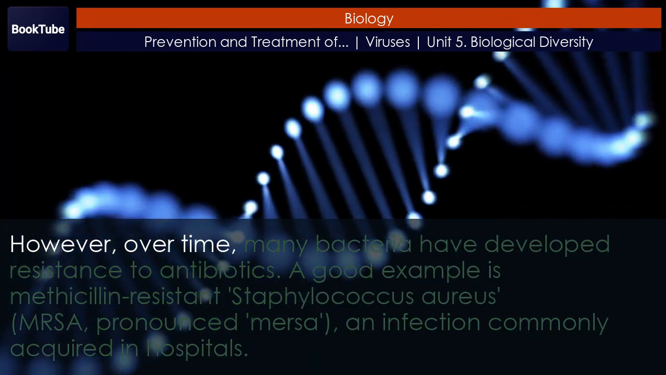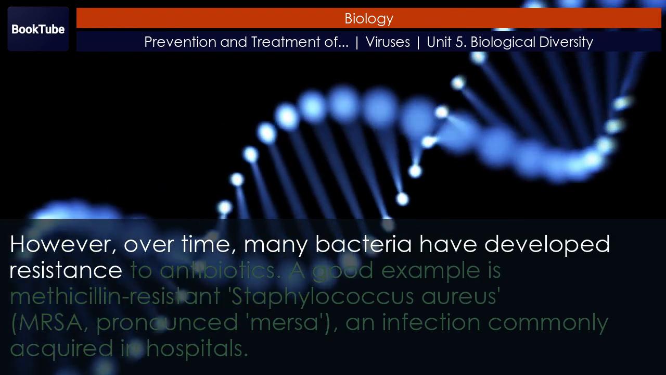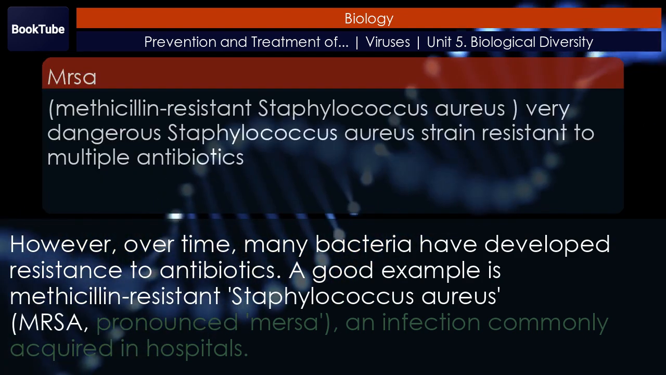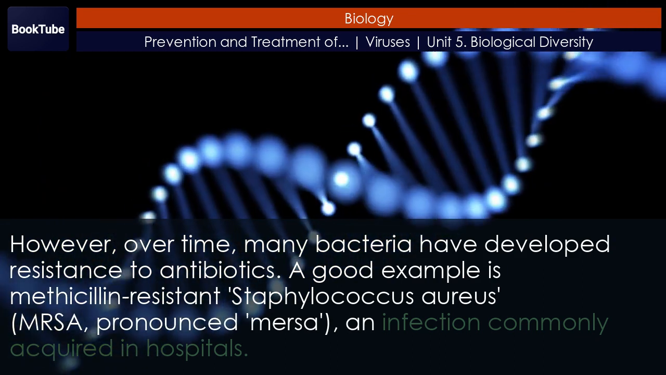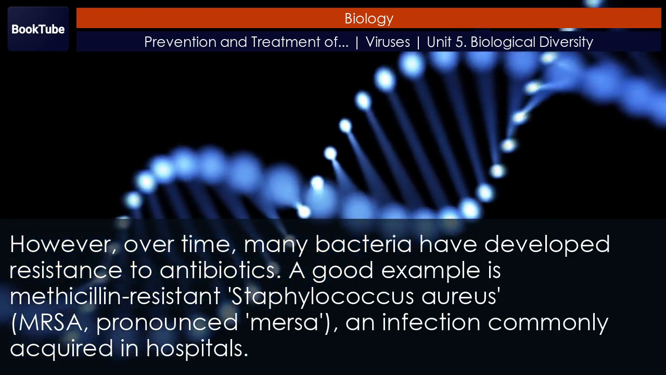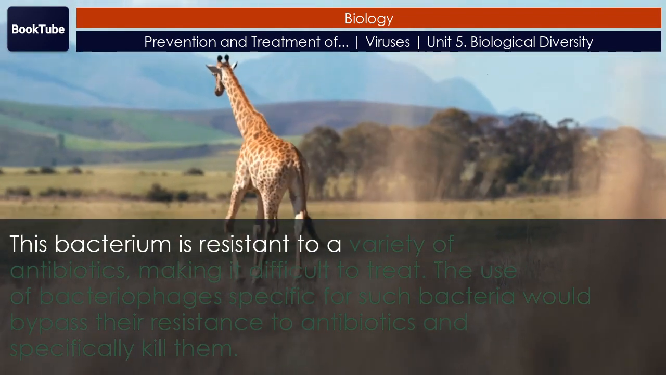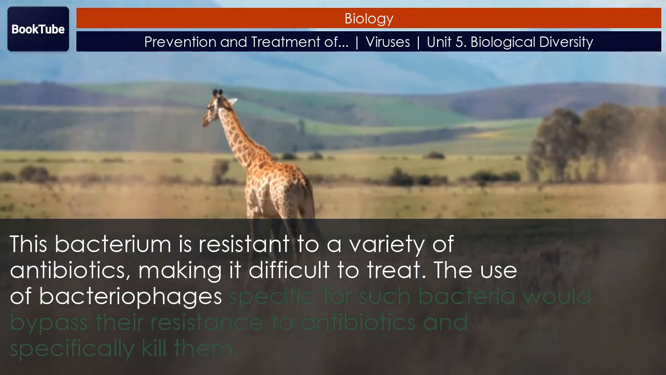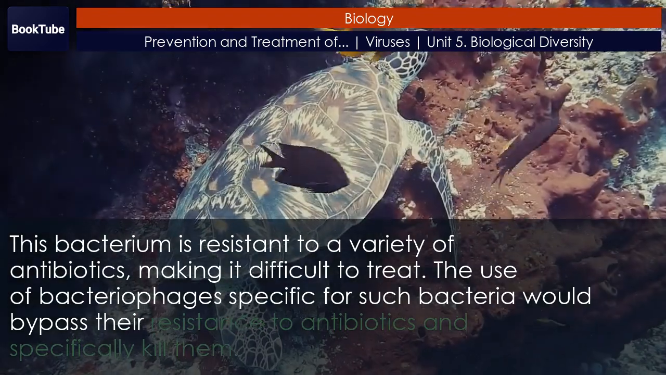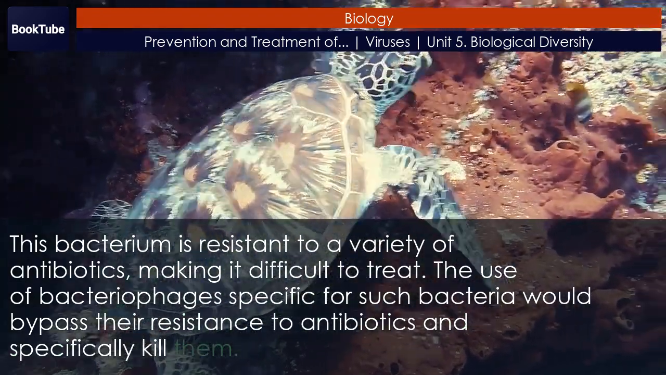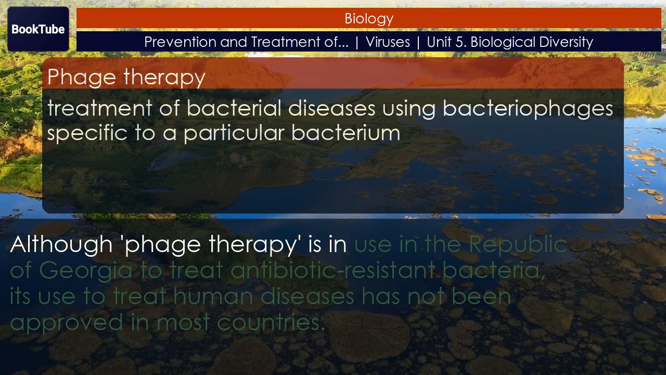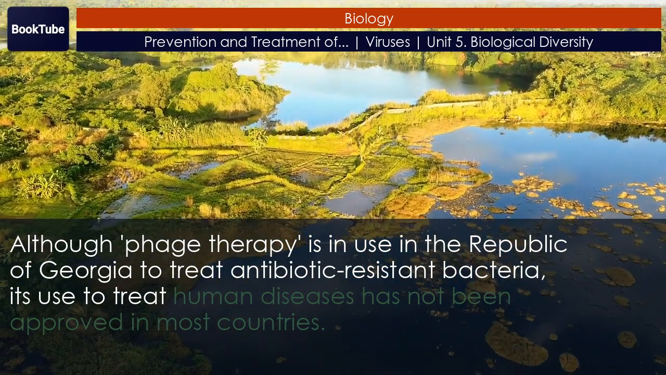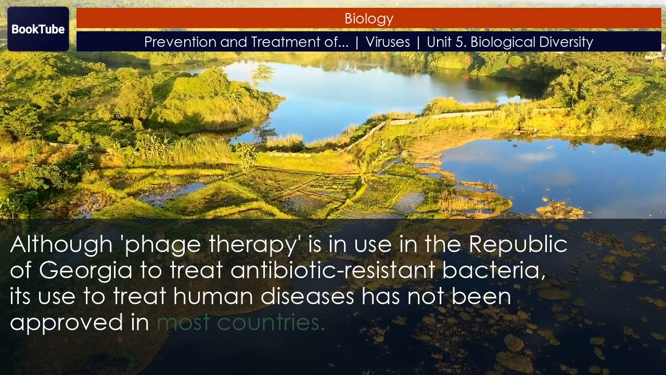However, over time, many bacteria have developed resistance to antibiotics. A good example is methicillin-resistant Staphylococcus aureus, MRSA, an infection commonly acquired in hospitals. This bacterium is resistant to a variety of antibiotics, making it difficult to treat. The use of bacteriophages specific for such bacteria would bypass their resistance to antibiotics and specifically kill them. Although phage therapy is in use in the Republic of Georgia to treat antibiotic-resistant bacteria, its use to treat human diseases has not been approved in most countries.